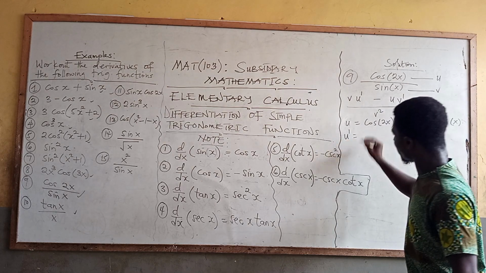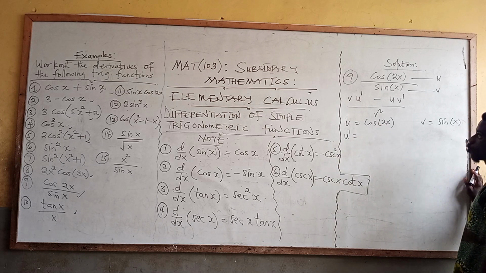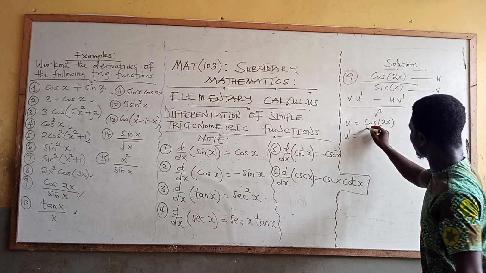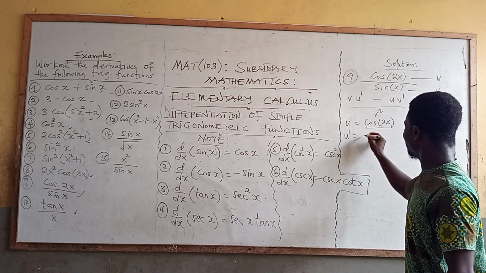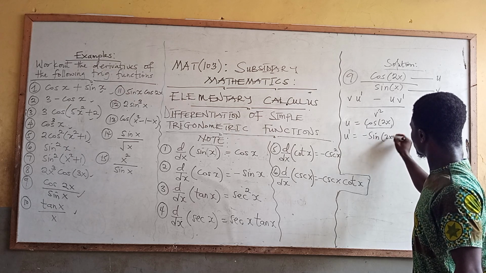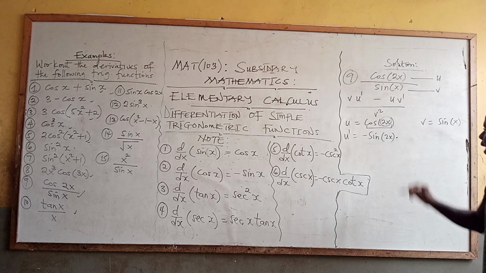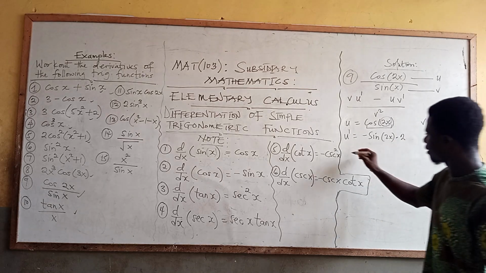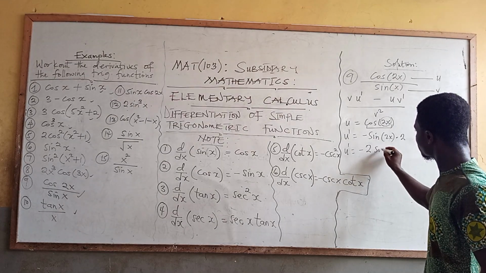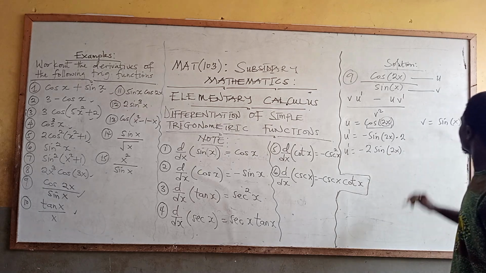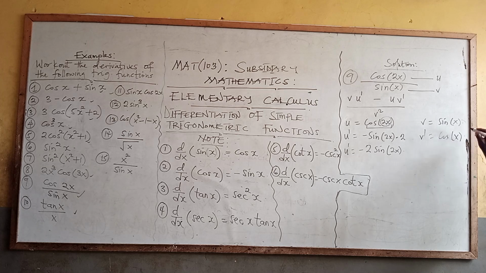Now let's see u prime. When you want to differentiate u with respect to x, let's see, cos 2x. When you differentiate that, you get negative sine 2x. Then times, don't forget the derivative of the expression inside. So we get 2, right? So our u prime can be written as 2 times negative 1, then negative 2 sine 2x. Then v prime, when you differentiate sine x, is simple as well, cos x.